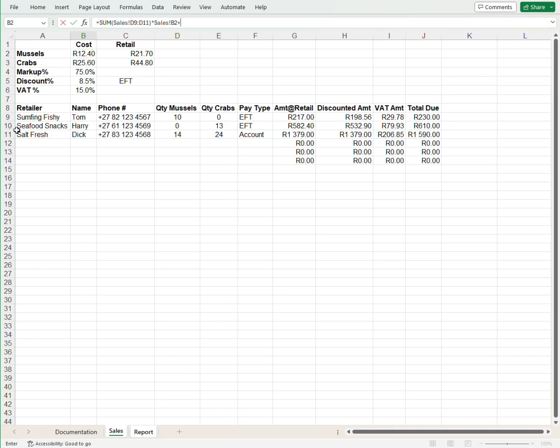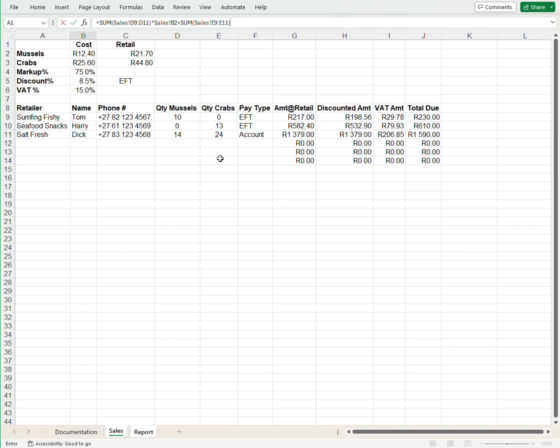So we'll do the same thing for the quantity of crabs. We'll say sum. Why sum? Because we want the total number of goods that we have. So we're going to say sum, and then after that we are adding these, and then after that close our bracket, and then we multiply by the cost for that.